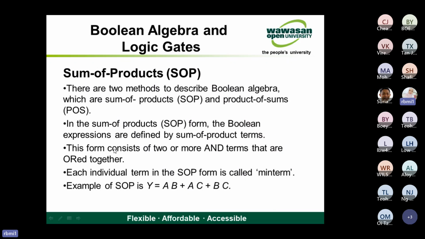First is the SOP. The function is defined by a sum of products. Each individual term in the SOP we call a min term, and we can write it like this: Y equals AB plus AC plus BC. So this is a summation of products. This is one product, two products, and three products.